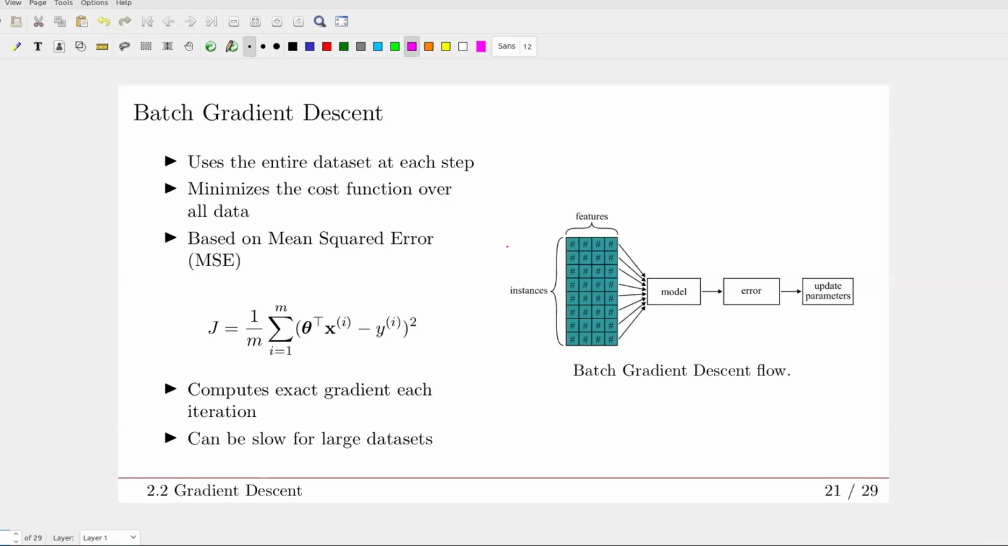And that uses the entire data set at each step, right? And because you use the entire data set, you have theta transpose x minus y, and you compute all of that to get your j, which are your errors, and j is the value that you're trying to minimize. You compute the exact next gradient, and it works really well, but it can be slow for large data sets, right? So the reason that sklearn doesn't have this in it is because you can just tune the stochastic gradient descent method to be able to ingest all of your data. But a batch gradient descent will ingest all of your data.